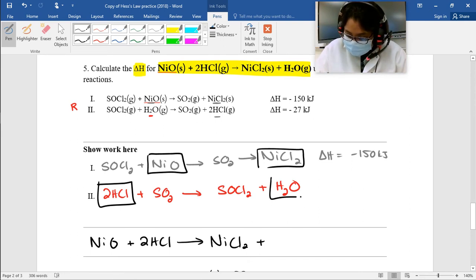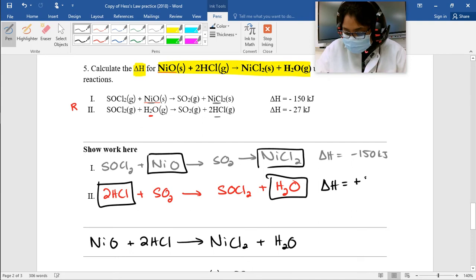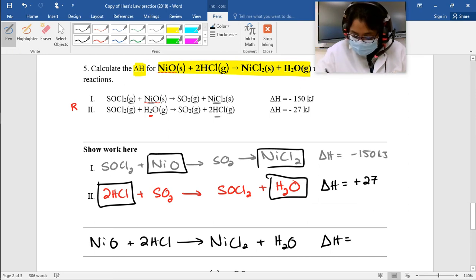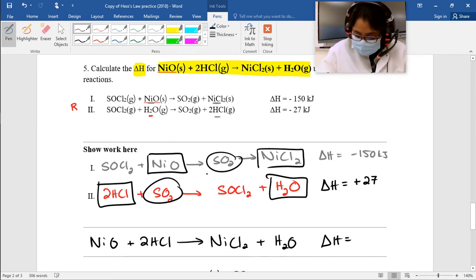And then we have water. We got that. Okay. Since we reversed this, we have to reverse the sign here. So that's going to be plus 27. Okay. So now we can calculate the delta H for the reaction. But before we do that, let's cancel out.